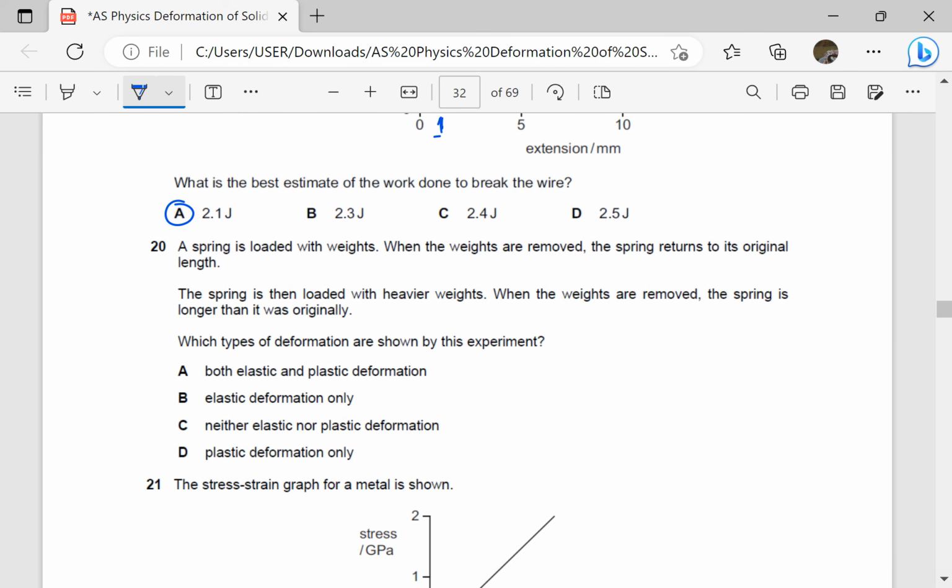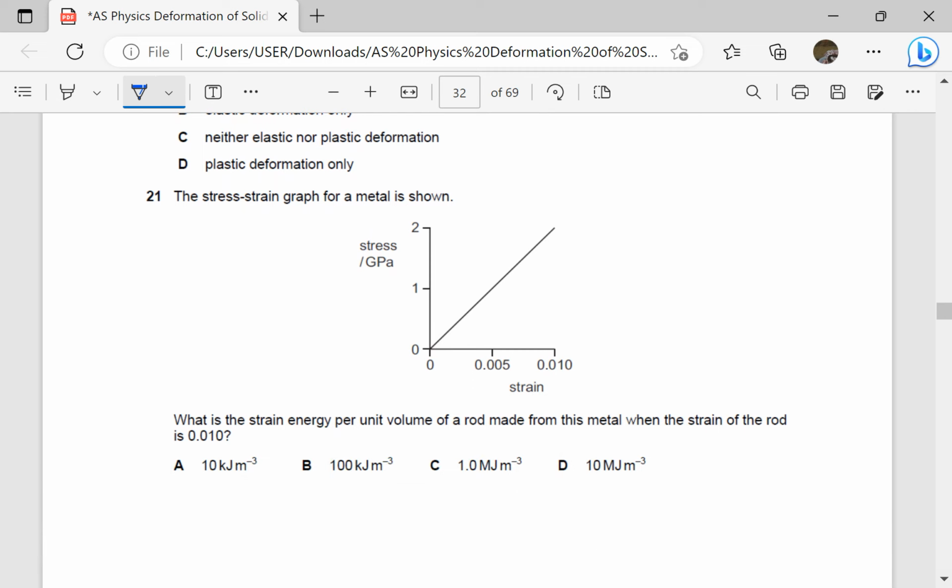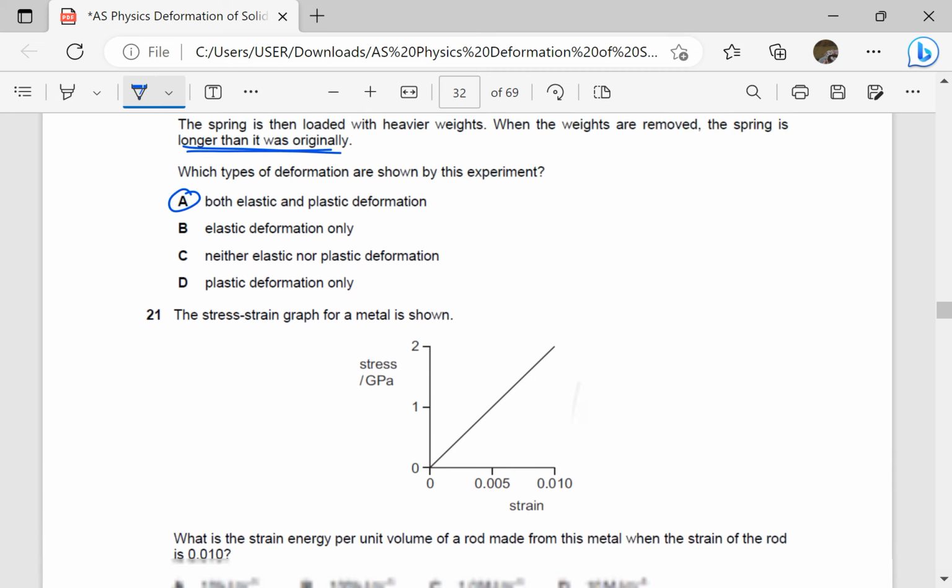A spring is loaded with weights. When the weights are removed, the spring returns to its original length. The spring is then loaded with heavier weights. When the weights are removed, the spring is longer than its original length. So this one is plastic deformation. Which types of deformation are shown by this experiment? The first one is elastic, the second one is plastic. So both elastic and plastic deformation. So the answer is A.